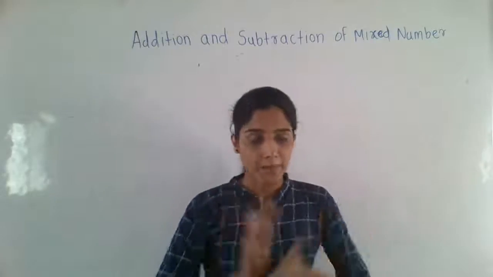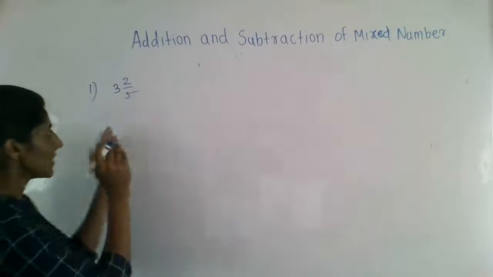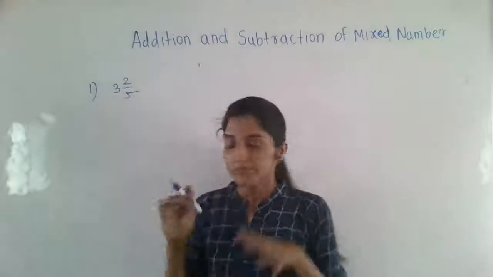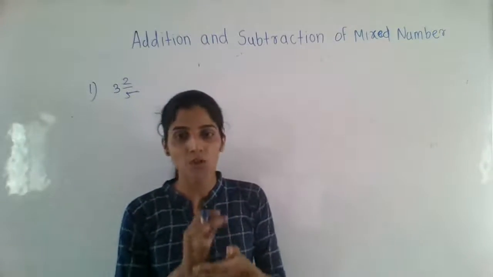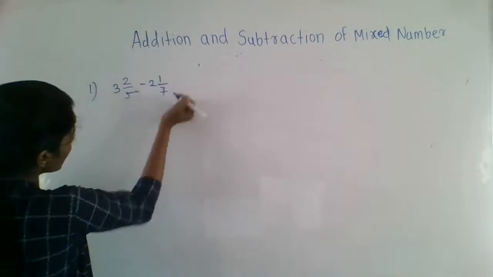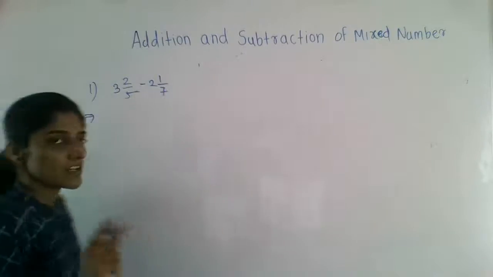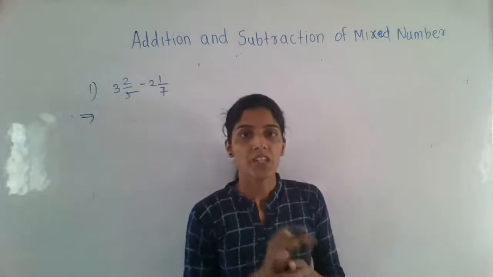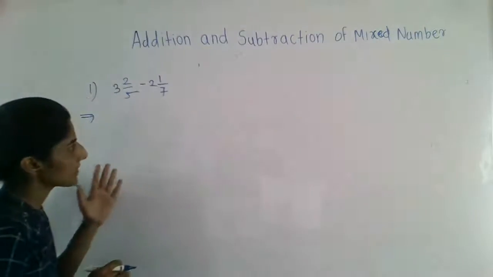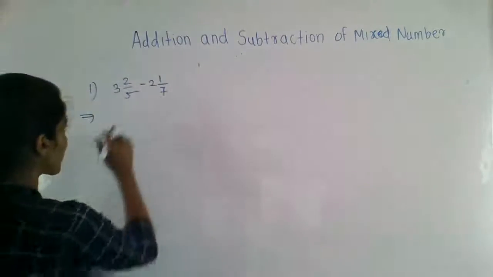Suppose we take an example: 3 and 2 by 5 minus 2 and 1 by 7. Here we have studied the addition of numbers, and now we take an example for the subtraction of numbers. There are also two methods for solving subtraction of mixed numbers. What is our first method?